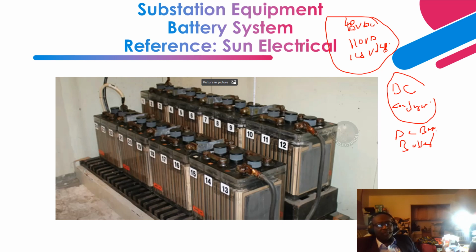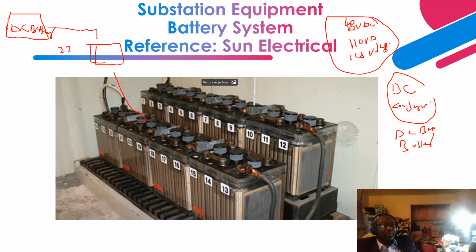Now let's talk about why we need a DC battery, DC voltage. This is the scheme of basically how the DC battery system works. We have a DC battery charger, then we have a battery system. This battery system, as you can see here, is basically in the form of cells. Each cell has a voltage.